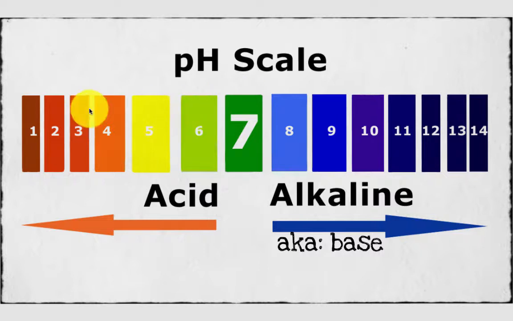So everything below 6 is acid. Everything above 8 is alkaline. And the farther away from 7 you get, the stronger it is. So 1 would be the strongest acid, actually technically 0. 14 would be the strongest base. So the farthest away they are, the strongest they are.